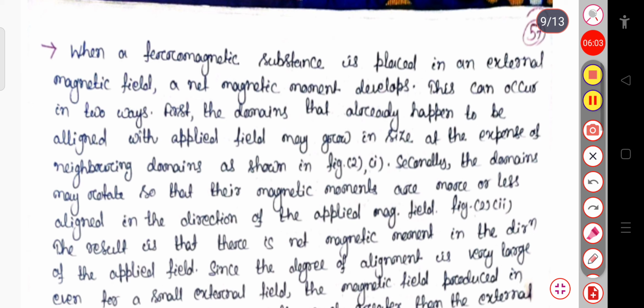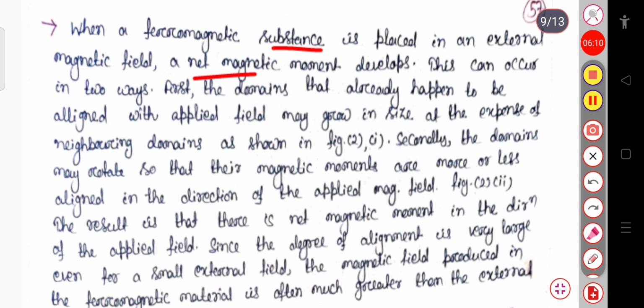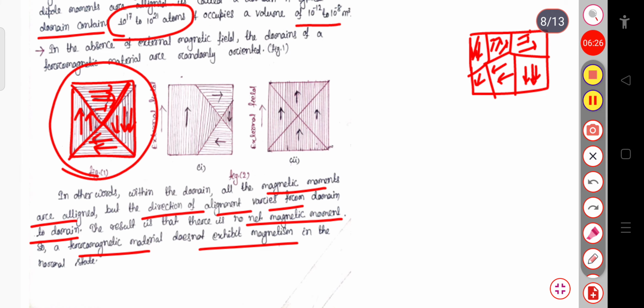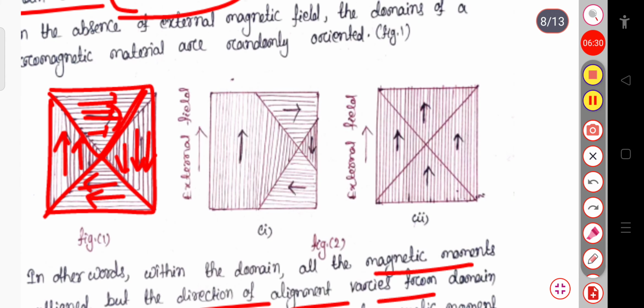But when a ferromagnetic substance is placed in an external magnetic field, a net magnetic moment develops. This can occur in two ways. First, a domain that happens to be aligned with the applied field may grow in size at the expense of the neighboring domains. Let us see this in the second diagram, in this figure. Suppose the external magnetic field is in this direction.